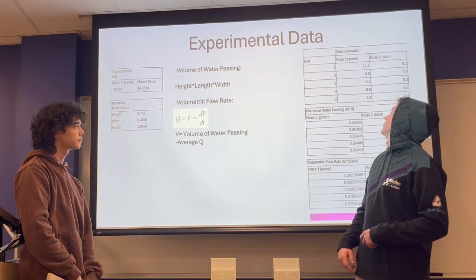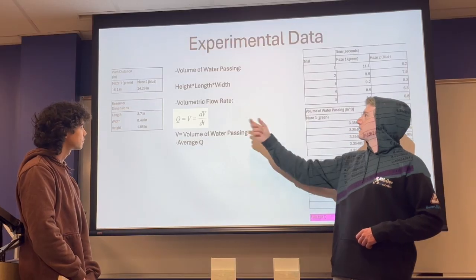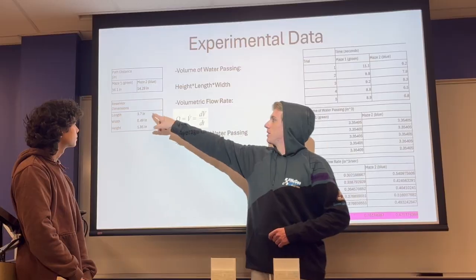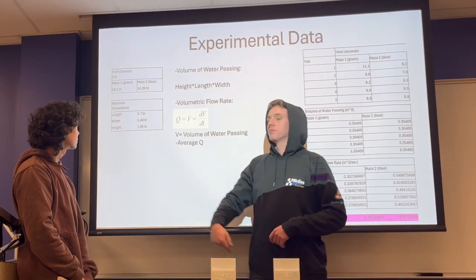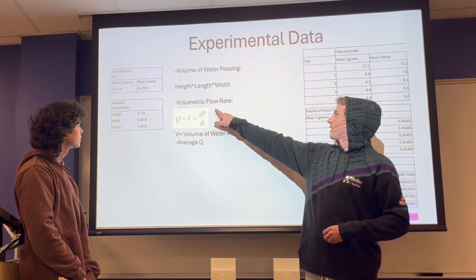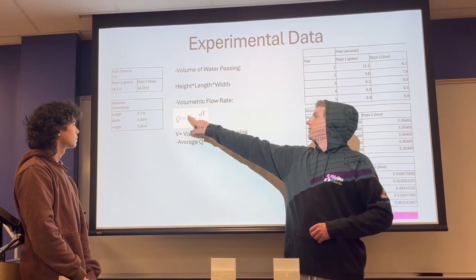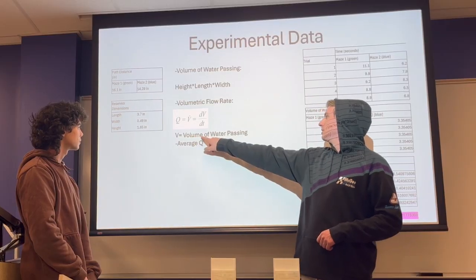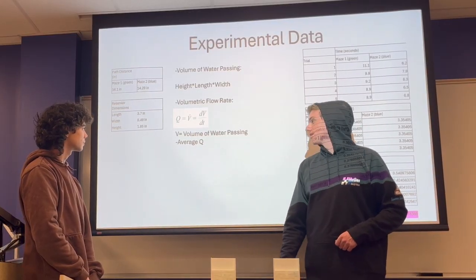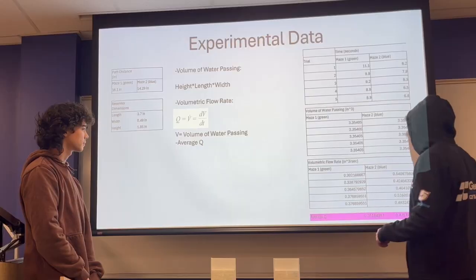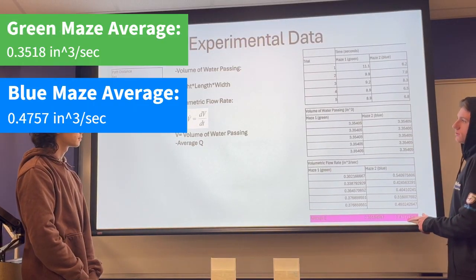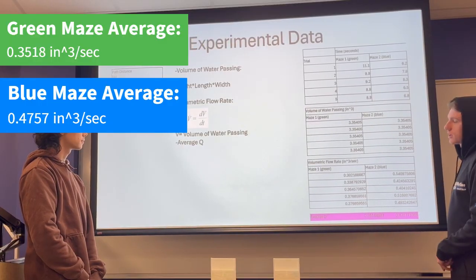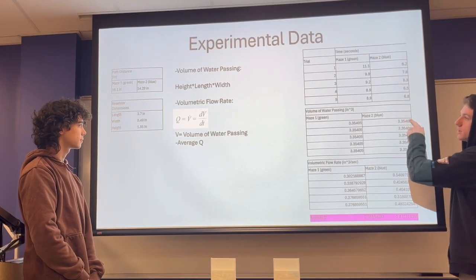And based off of the data that we found, we calculated volume of the water passing by multiplying all of the reservoir dimensions, and then to find the volumetric flow rate, which is V dot, it was dV over dt, and V being the volume of the water passing. And then we took the average of the Q for all our Q values for all 5 trials, and this is all our data here.